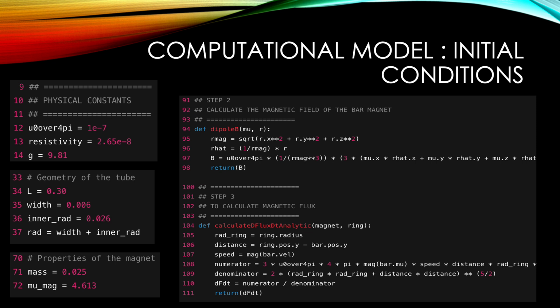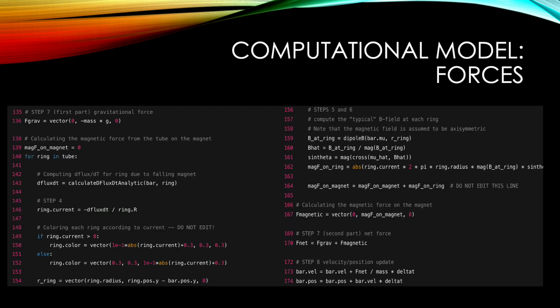Computational model and the initial conditions. These were the initial conditions I kept for my GlowScript code, and over here I was able to check the physical constants. I kept the geometry of the tube that I had found and the properties of the magnet, and then I put them into the formulas I had described before, the main physics formulas, and then I calculated it. This is a more detailed explanation of the forces.